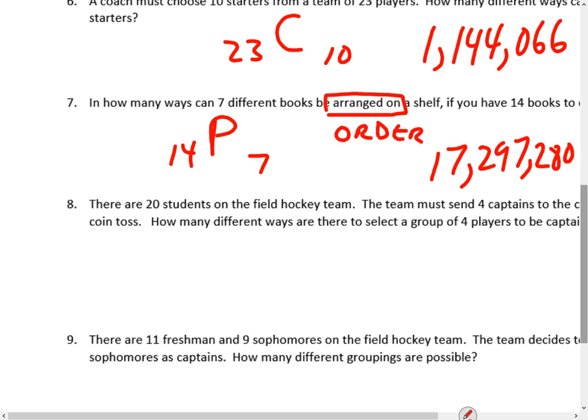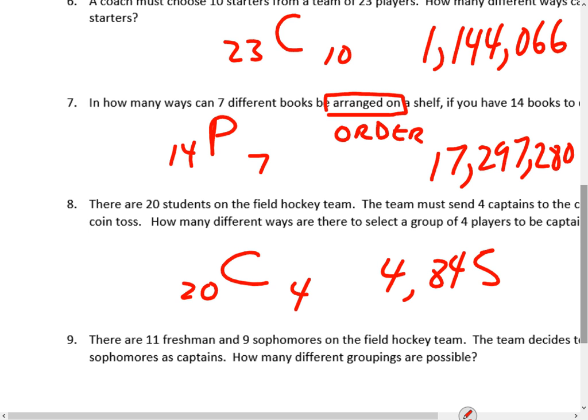Team must send 4 captains. Did everybody choose combinations for this one? 20 students at a time. Some people got confused because captains showed up, and they thought that was a designation that was going to make it order. But do they mention any other type of designation? It's not like they're choosing a captain, a vice captain, a treasurer of the game, or a secretary of the game. They're just choosing 4 people. They just happen to call them captains. 4,845.